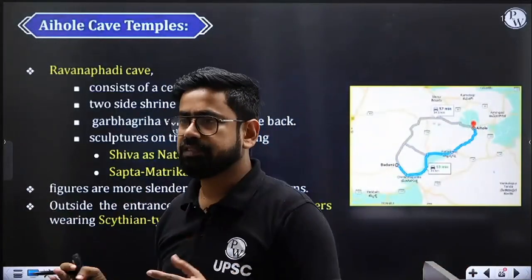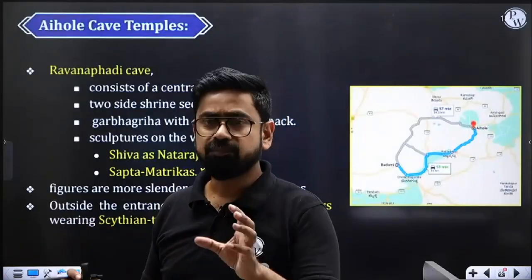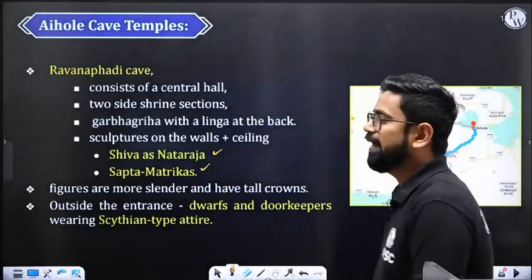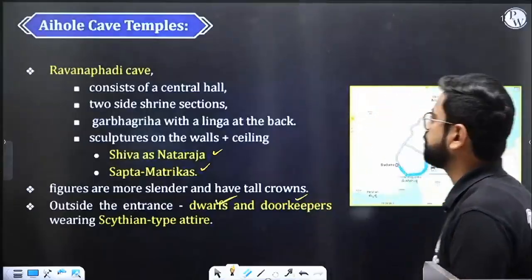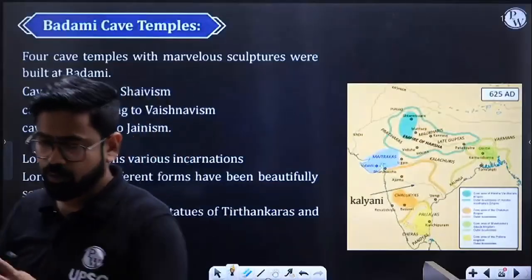Mostly you find that whenever Bhagwan Shiva is there, at most of the places, there are Saptamatrikas. Saptamatrikas, the mother goddess in 7 forms. So Sapt is 7, Matrikas is Mata, mother. So 7 Matrikas, Saptamatrikas also you find. Also on the gate you find a lot of carvings, dwars, doorkeepers, etc. So that is Ravanapadi cave.